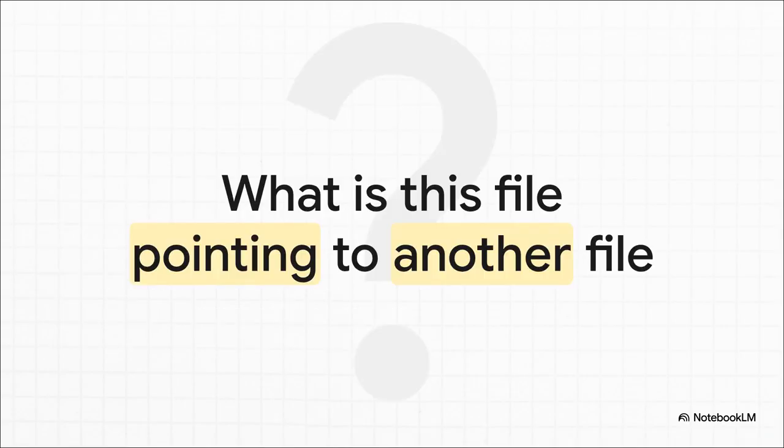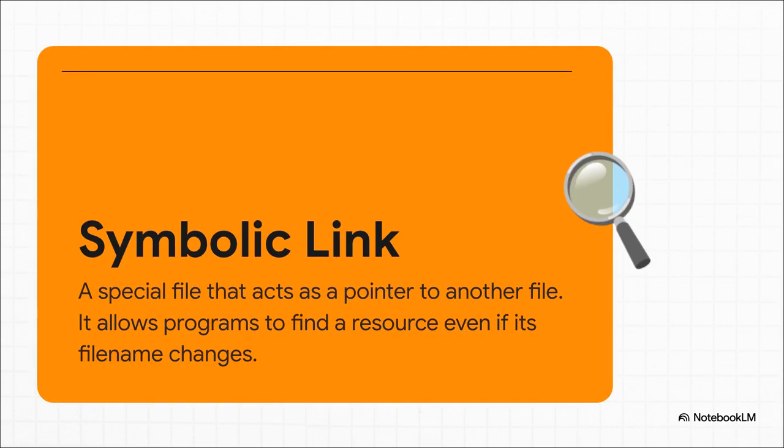As you're exploring, you are absolutely going to stumble across something that looks like this. You'll see one file name, then a little arrow, then another file name. So what's the deal here? Is it a file? A shortcut? What is that? What you're looking at is something called a symbolic link.